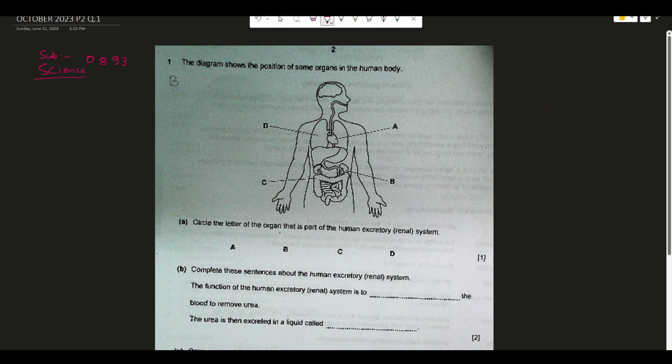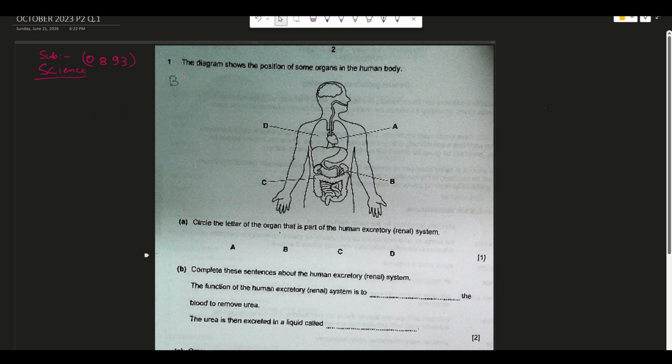I have randomly chosen some questions, and of course we will be completing all the questions from a particular paper, but for this particular video I've chosen randomly 2 or 3 questions. Let us see how it goes. So once again, welcome, and this is a solution of checkpoint papers for October 2023, paper 2, code 0893, and question number 1 is on the screen, as you can see.